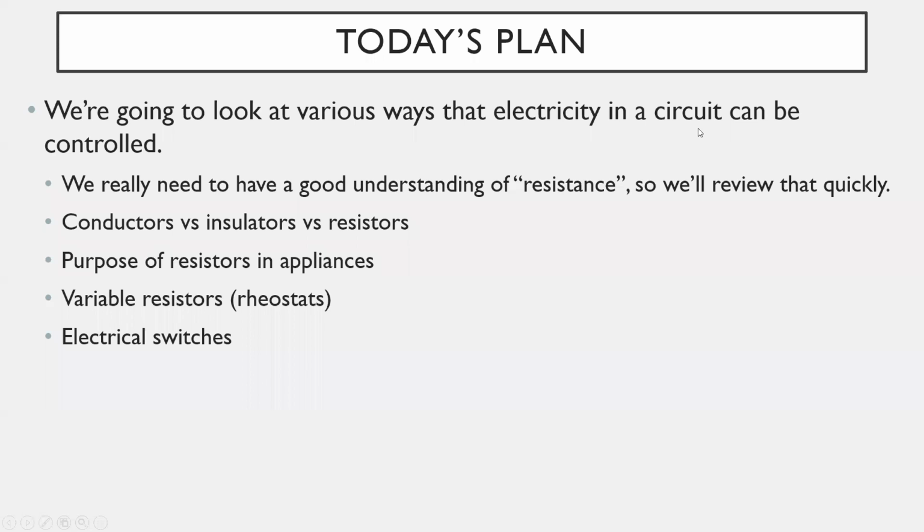Here we go. So we're going to look at the various ways that electricity in a circuit can be controlled. We first really need to have a good understanding of resistance, so we're going to review that quickly. Resistance plays quite a significant role in what we're going to talk about today, so it's important to know what resistance is. We're going to talk about the difference between conductors and insulators and resistors. There is a difference, of course, between all three.